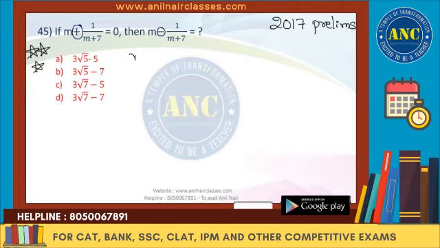Can we say that, okay, let me write the equation. m plus 1 divided by m plus 7. This is equal to 0, right?